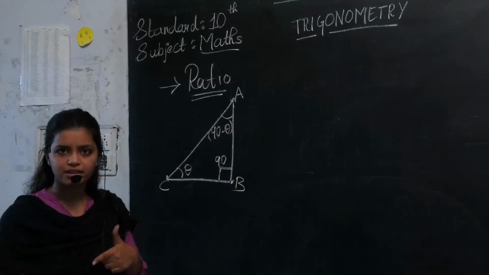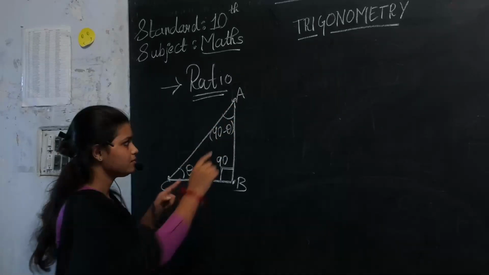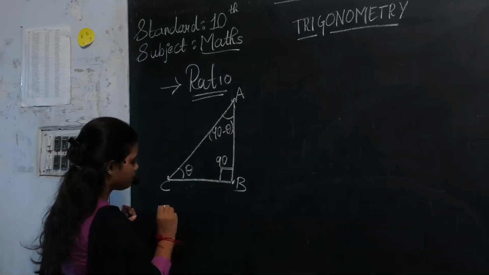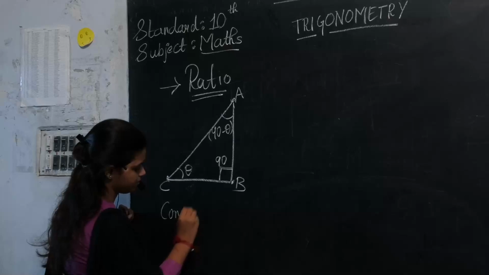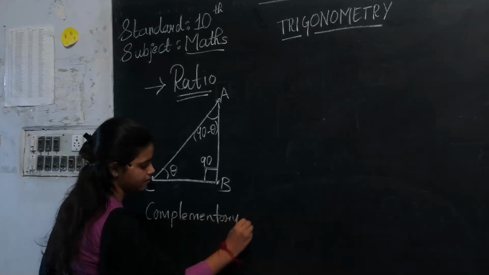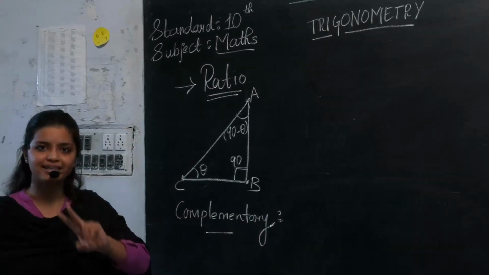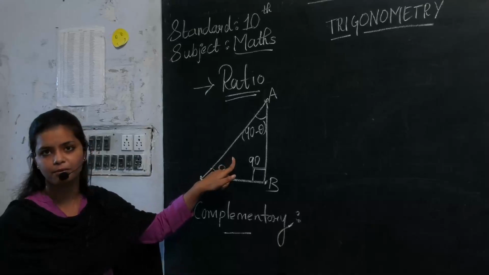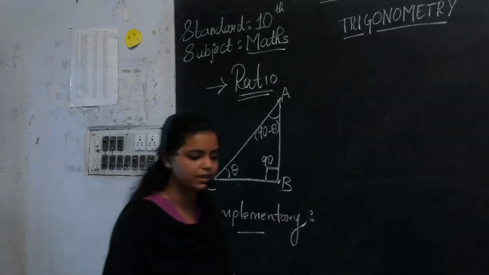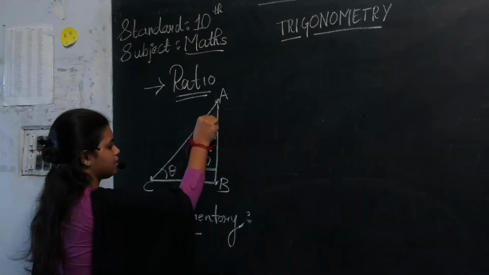Clear? I am repeating it again. These both are complementary angles. Why? Because complementary angles means what? If the sum of two angles is 90 degree, then it is said to be complementary angles. Clear till here? Now first of all, let us find the ratio of theta. Okay?